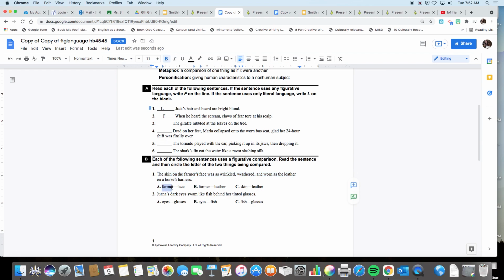So A says the farmer and his face. Okay? I don't think the farmer and his face is being compared here. Let's see. The farmer's face. So we have the farmer to leather. Okay, maybe, but really it's talking about his face was as wrinkled, weathered, and worn as the leather on a horse's harness. And then you have C, skin to leather. Well, his face, if it's wrinkled, weathered, and worn, it's talking about his skin being like leather. Okay, so C is the correct answer.